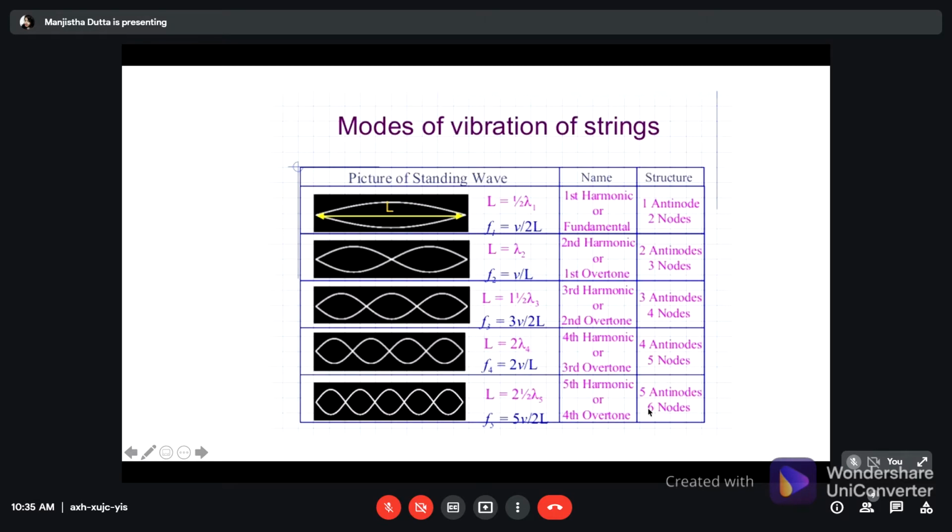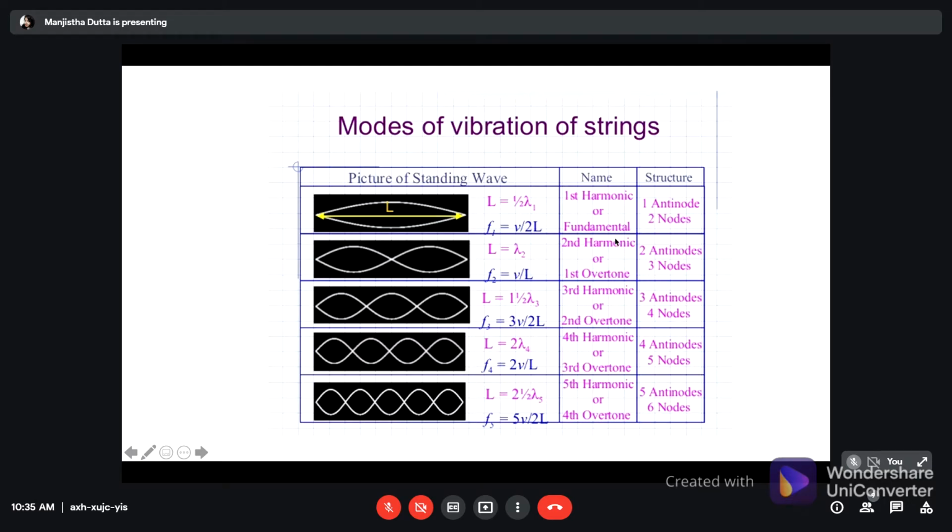Okay, so moving on, here is a better representation. It's like a chart that shows the modes of vibration of strings. You can see this is our fundamental, or it is called the first harmonic. So f1 equals v by 2L. This is the fundamental frequency, and the structure is also given here. You can see how many nodes and how many antinodes there are, so you can compare the different modes.